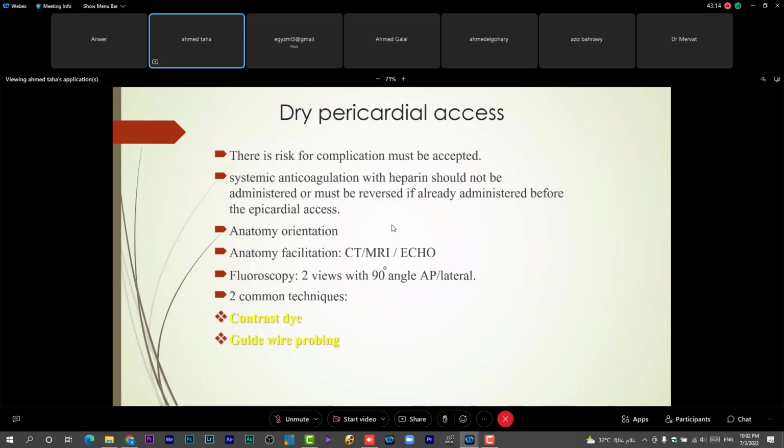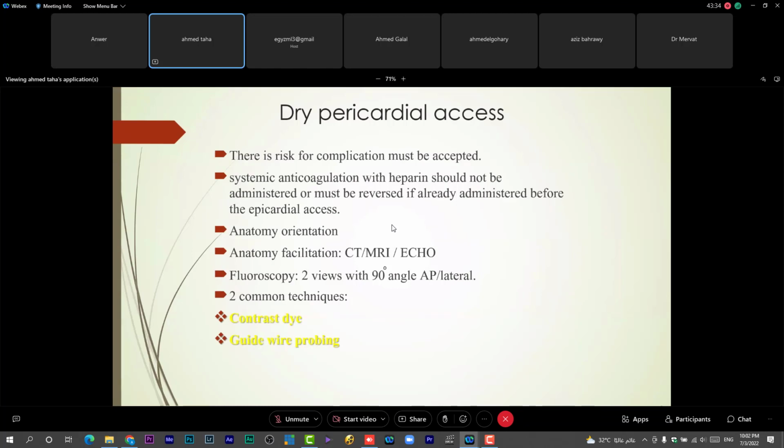Avoid bleeding before the procedure to prevent bleeding during puncture. Use anatomy orientation, like CT, MRI, echo, to identify the anatomy. For fluoroscopy, I always use the RAO or lateral view to be sure that you are getting epicardial, not RV puncture, for example.